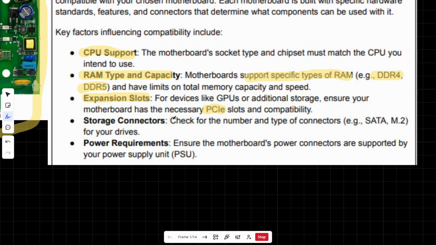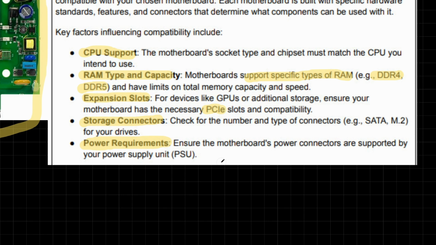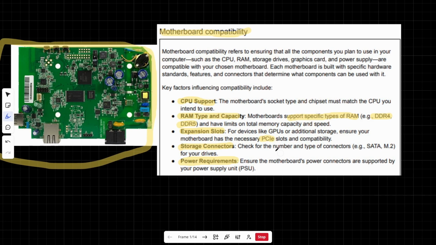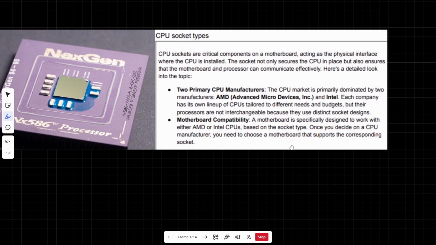You're going to want to make sure that you have the right amount of storage connectors and that your motherboard can actually provide enough power for the components that you are going to be plugging in. Because if your components require 400 watts, but your computer can only supply 150 watts, it's not even going to turn on. Okay, so keep that into account. Just make sure everything is compatible at the end of the day is what that runs into.